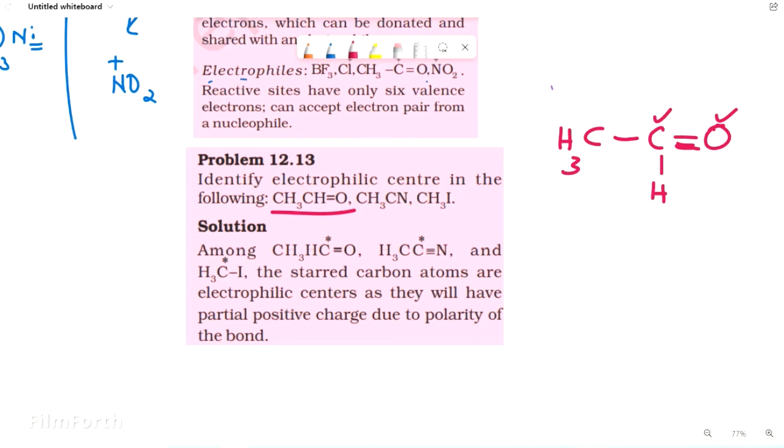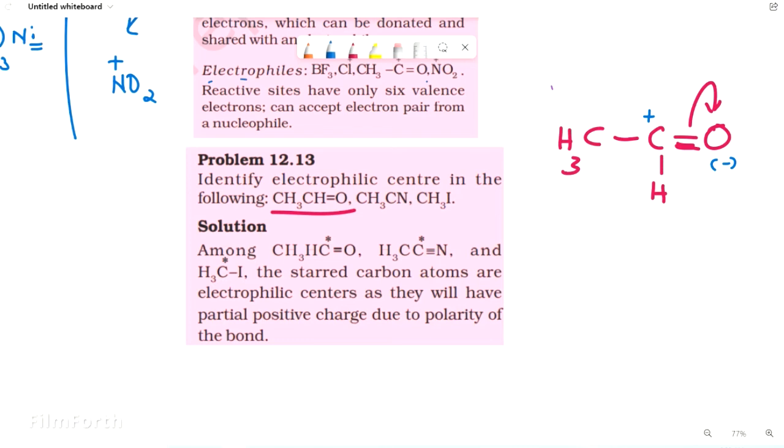Their electronegativity will be different. They don't have the same electronegativity. Oxygen is more electronegative than carbon, so electron pairs will shift towards oxygen, making oxygen negatively charged and the carbon positively charged. Due to that shifting, oxygen will get a negative charge and carbon will get a positive charge. So this is the electrophilic center. Carbon is the electrophilic center as it has a partial positive charge due to the polarity.